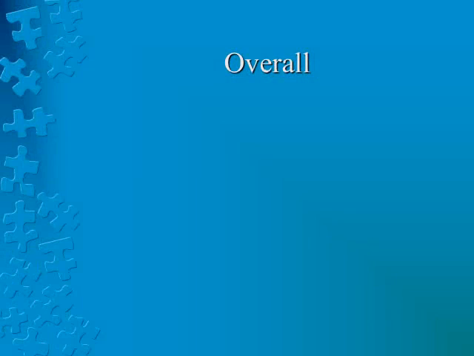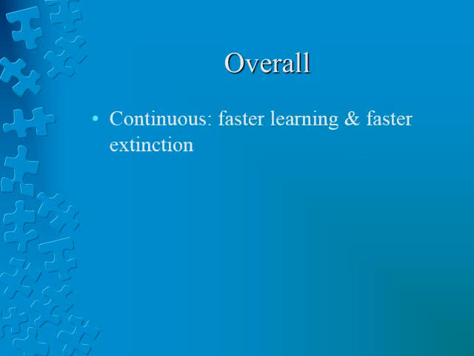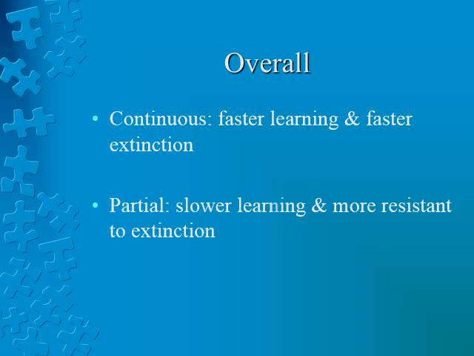The overall bottom line for this is if you want a very fast rate of learning, but you're willing to suffer with the fast rate of extinction for a behavior, a continuous schedule is probably the tool for you. But if you want the behavior to last a longer amount of time, a partial reinforcement schedule like one of the 4 that I just showed you, they do have slower learning, but they are much more resistant to extinction in the long run.